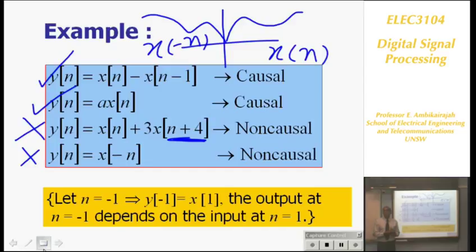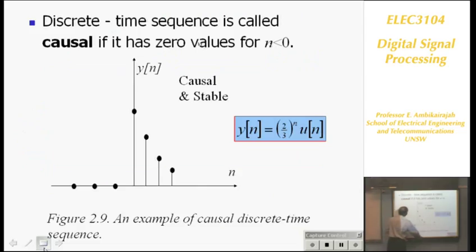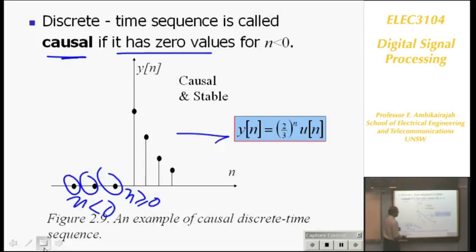Or you could simply say a system is causal when n is greater than or equal to 0. Right? I have a diagram here. Is this discrete time sequence causal? Another definition: if the values for n less than 0 are 0, and nonzero when n is greater than or equal to 0, then it's a causal system. It's all on the positive axis, and the negative side is all 0, so it's a causal system. And also it's a stable system. Why? The output decays and goes down. If the output decays, then it's a stable system. If it increases, it's an unstable system.